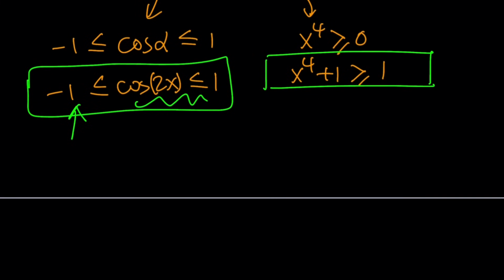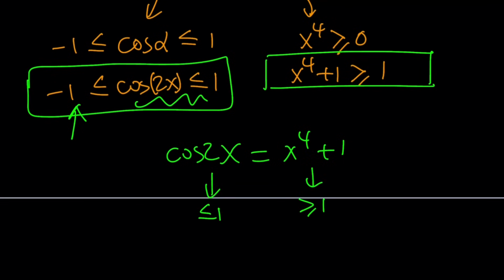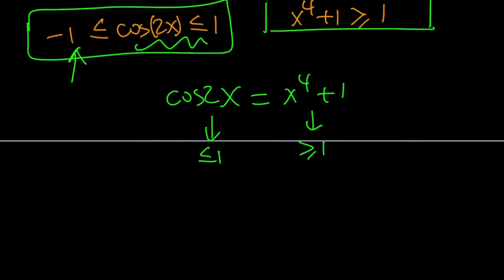So I'm basically saying that cosine of 2x is equal to x to the fourth plus 1, but this expression is less than or equal to 1, and this expression is greater or equal to 1. How is that possible? It is only possible if they are both equal to 1 at the same time. Make sense? Awesome. Let's go ahead and solve it.